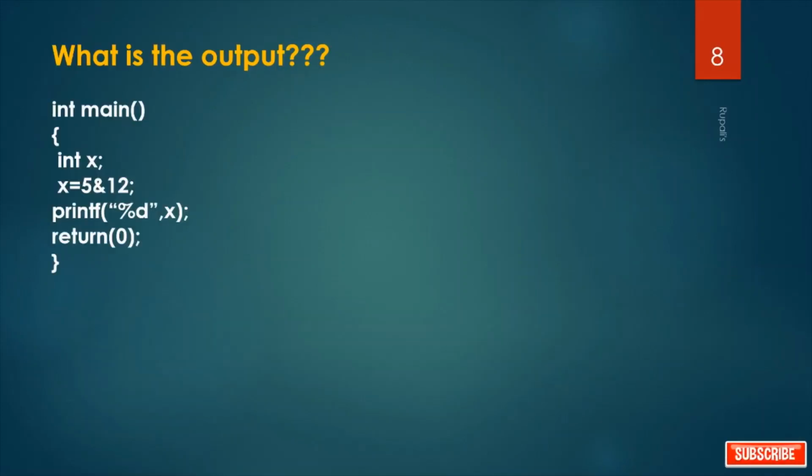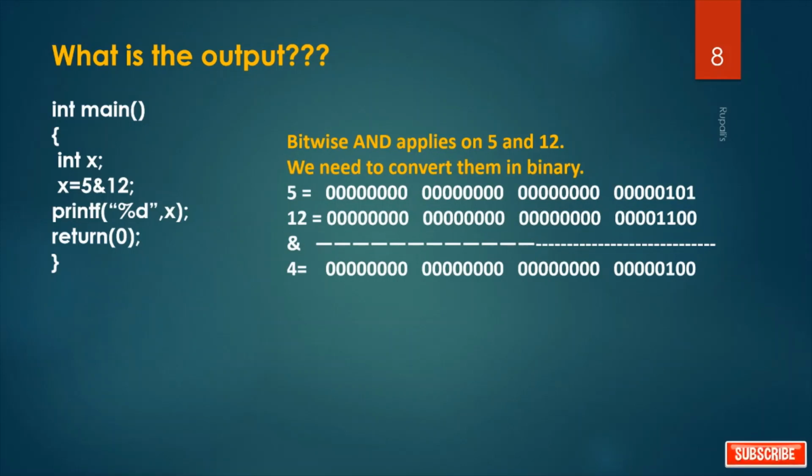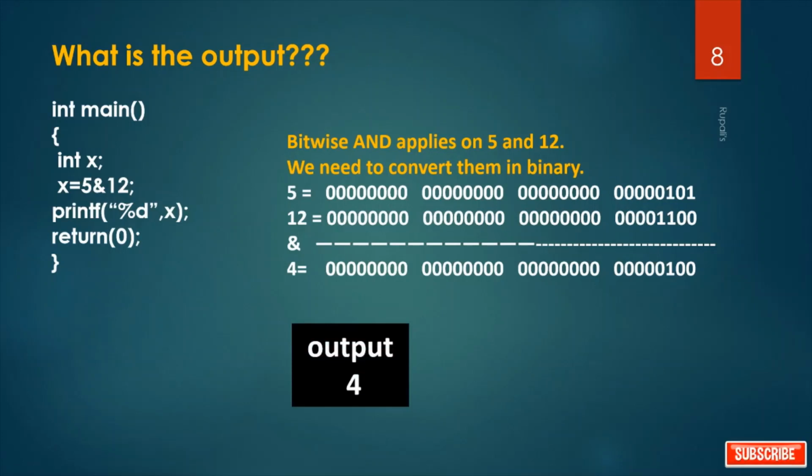So can you tell me what is the output of this program? See here, I want to get the value of x. x = 5 & 12. So how we can solve this problem? We can solve this problem by converting 5 and 12 to their binary representation. So if I convert 5, I will get this representation, and then convert 12 also in binary, and then after ANDing we get the result 4. So the output is 4. In this way you have to solve this type of problem.